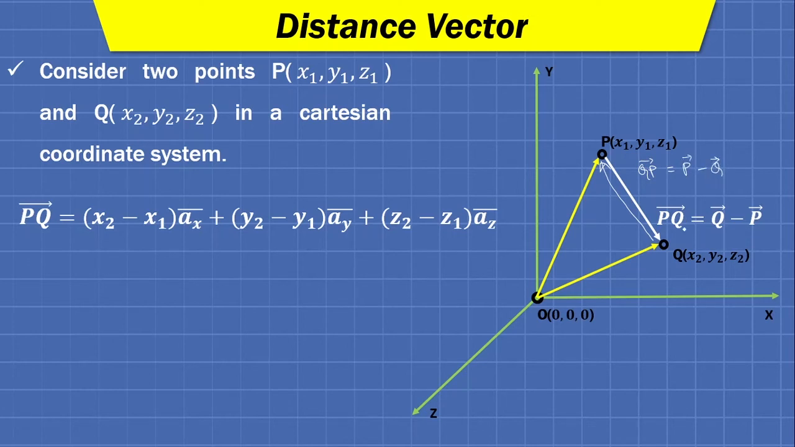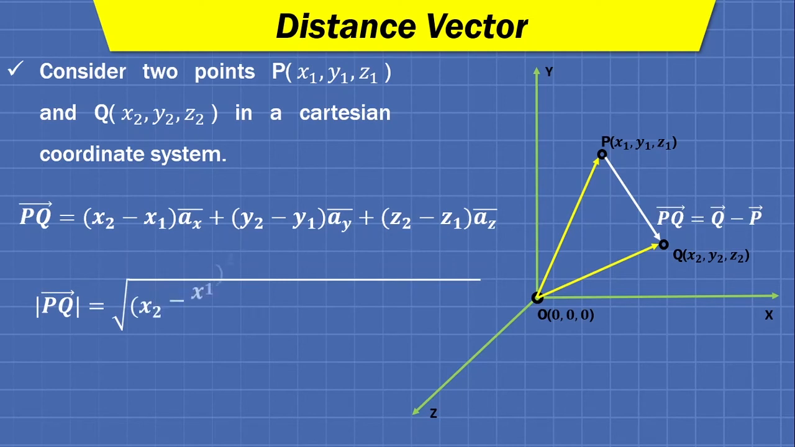So always remember that whenever you are representing any distance vector, the coordinates of the head will be positive and the coordinates of the tail will be subtracted from the coordinates of the head. This is a very important point to remember while we are calculating distance in Cartesian or any coordinate system.